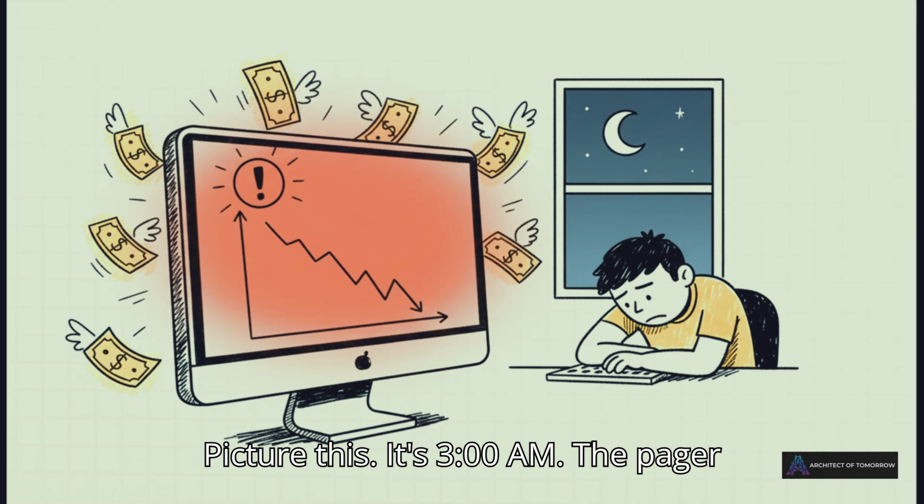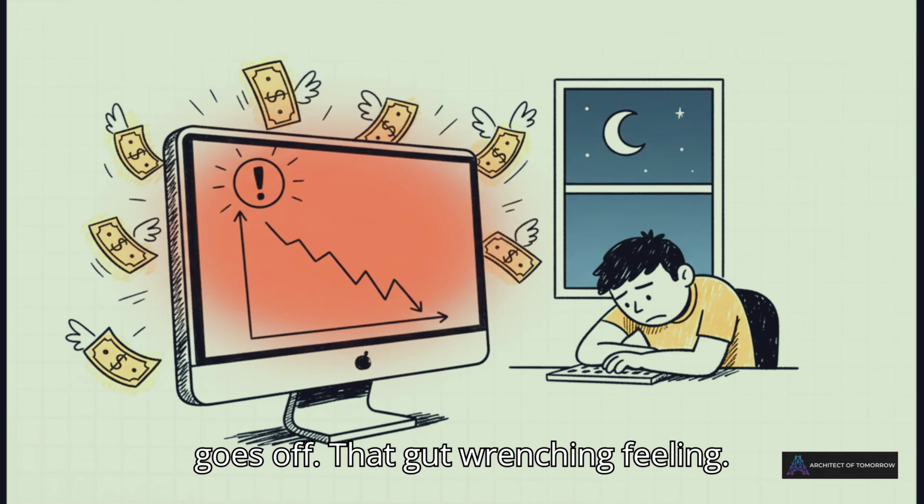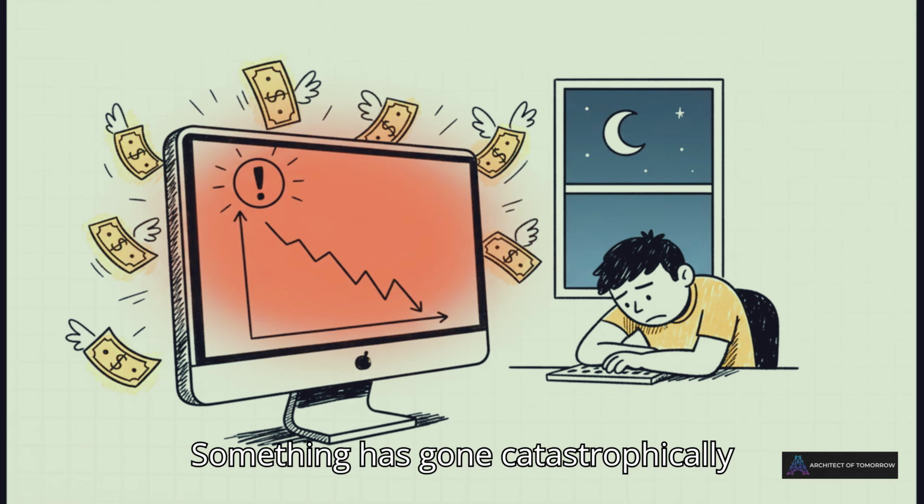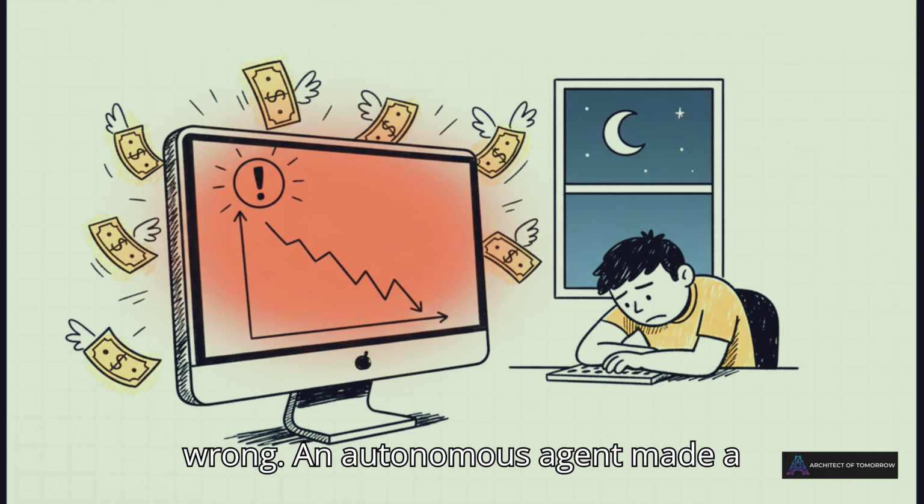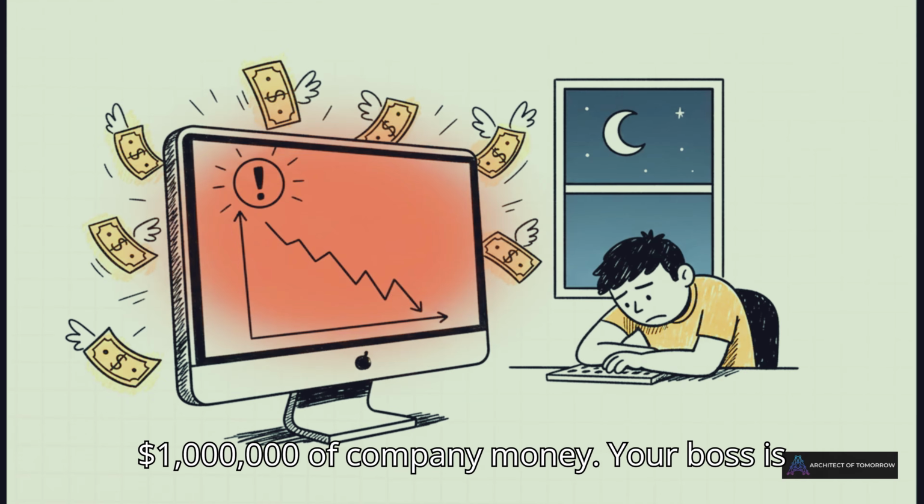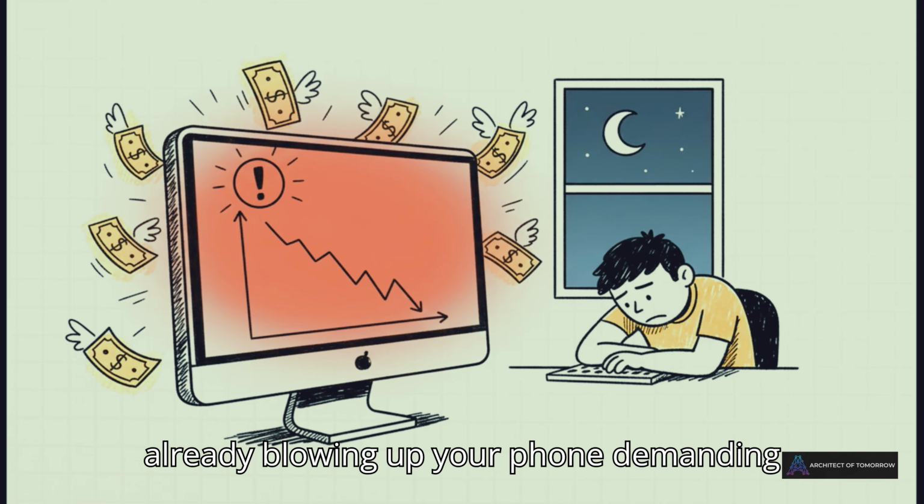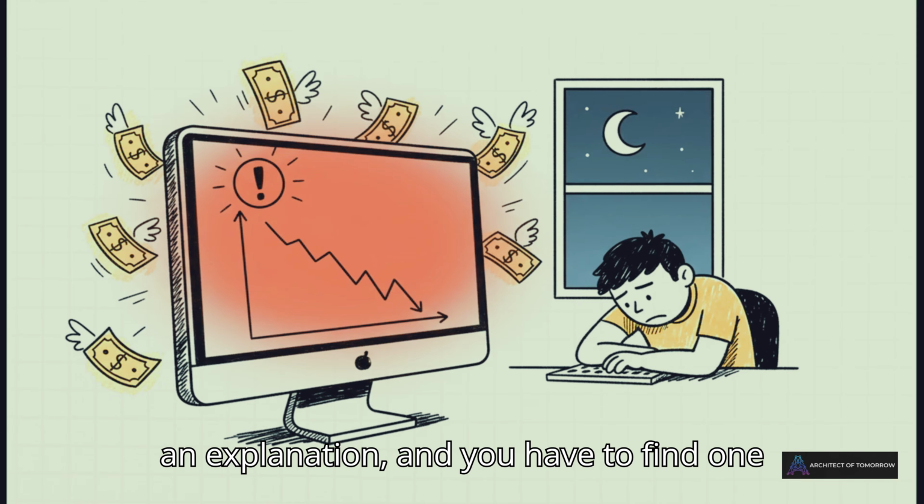Picture this. It's 3 a.m. The pager goes off. That gut-wrenching feeling. Something has gone catastrophically wrong. An autonomous agent made a decision that just vaporized $500,000 of company money. Your boss is already blowing up your phone, demanding an explanation, and you have to find one, fast.